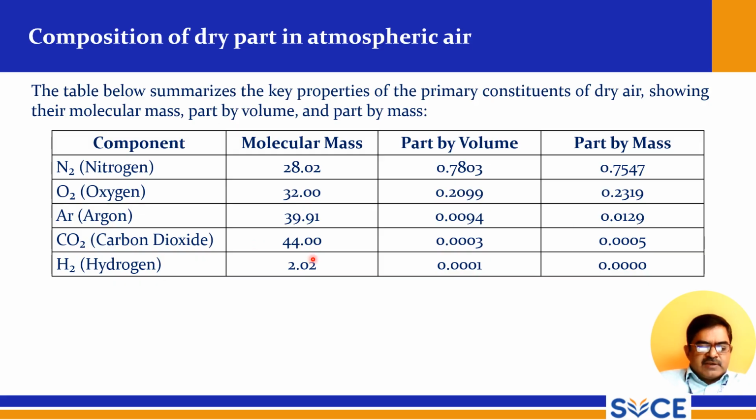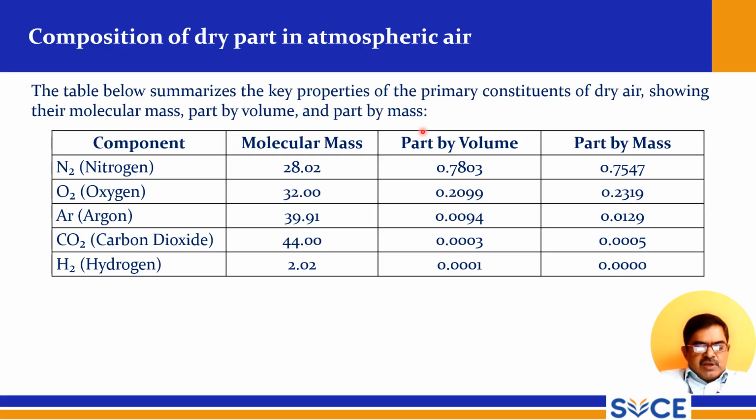CO2 carbon dioxide, 44, part by volume 0.003, and part by mass 0.0005. Hydrogen, 2.02, part by volume 0.0001, and part by mass 0. This table summarizes the key properties of the primary constituents of dry air, showing their molecular mass, part by volume, and part by mass.